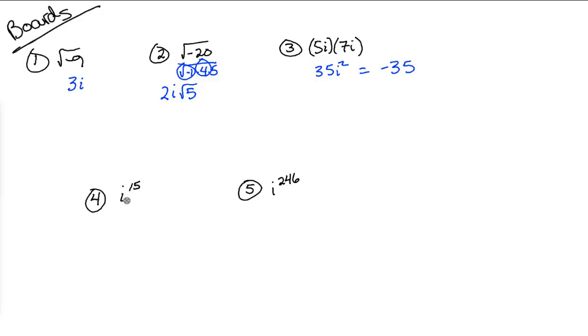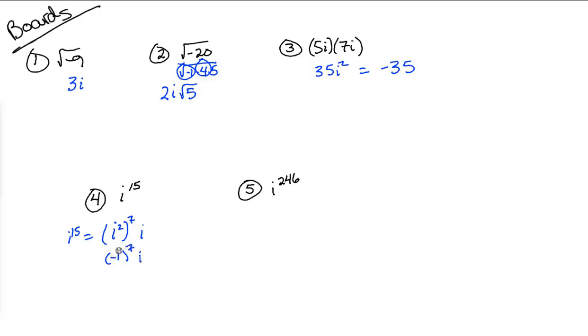I to the 15th power. Well, that would be I squared. That's what we know. How many of those can we get? 2, 4, 6, 8, 10, 12, 14. So 7 of them. And then we have 1 left over. This is I to the 15th. Okay, so this guy is -1 to the 7th times I.